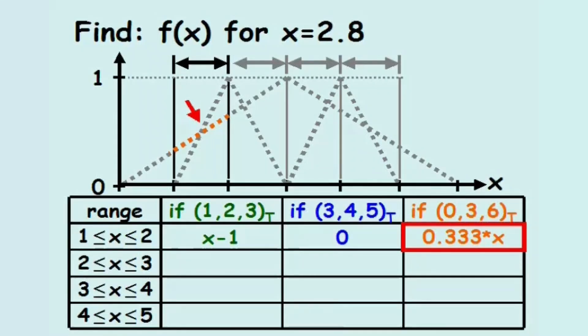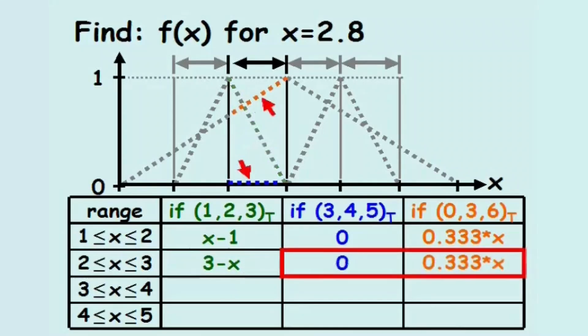Next, the degrees of fulfillment for the second range, where x is at least 2 and at most 3, are evaluated. This time, the degree of fulfillment for the first rule evaluates to 3 minus x, and the second and third rules remain the same as the previous range.